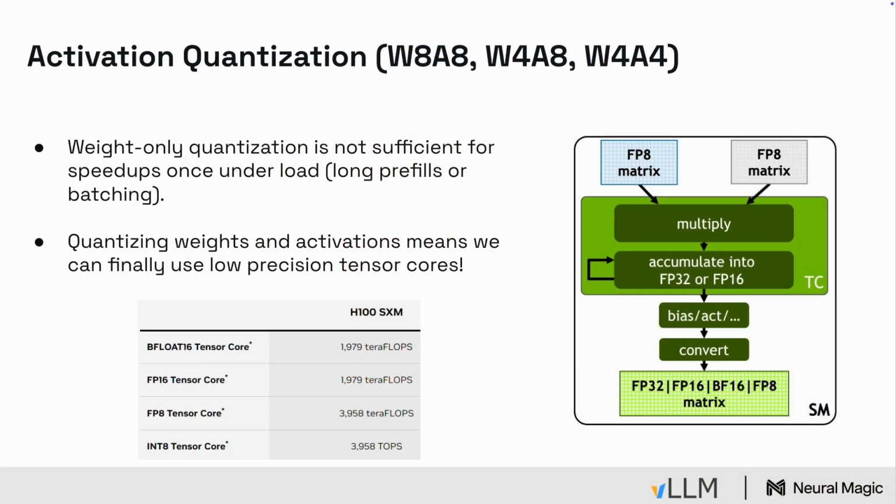Now, another part of quantization is activation quantization. This is where we're quantizing both the weights and activations. And this is really important because weight-only quantization is not really sufficient once you get to a certain amount of load, which you are when you're serving LLMs and trying to make money. By quantizing the weights and activations, we can finally use those low-precision tensor cores that are on these data sheets every time a new GPU comes out and says FP8. You can't use those unless you quantize the weights and the activations.